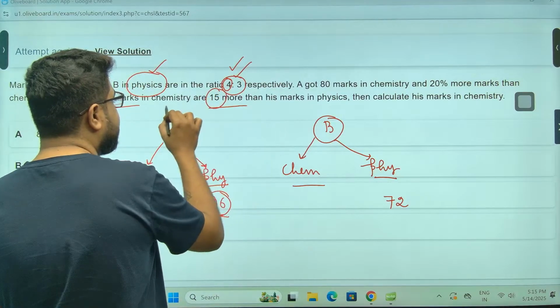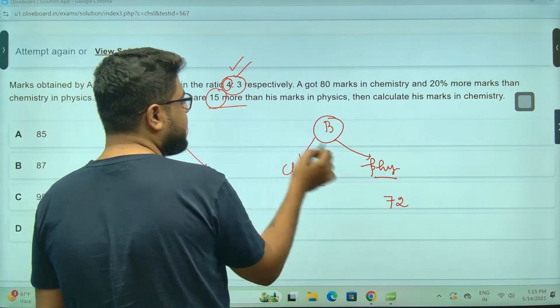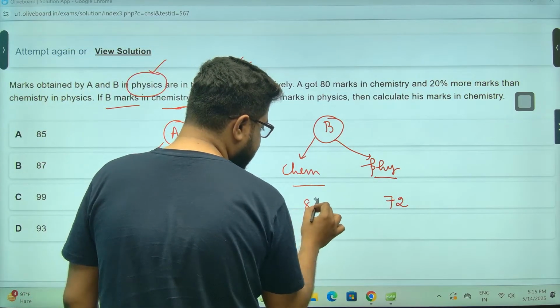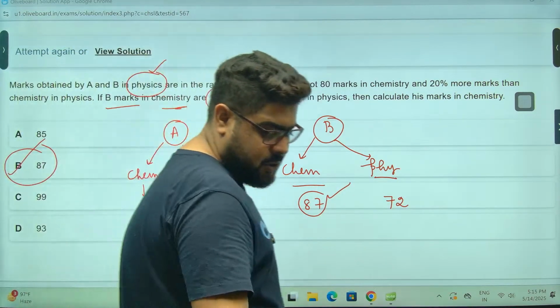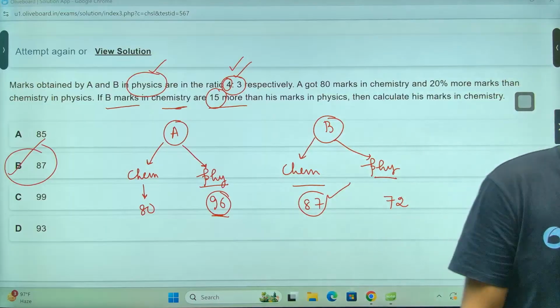And then how much B got in chemistry? 15 more than this. So 15 plus means 87 marks. Done. Option B is the correct answer.